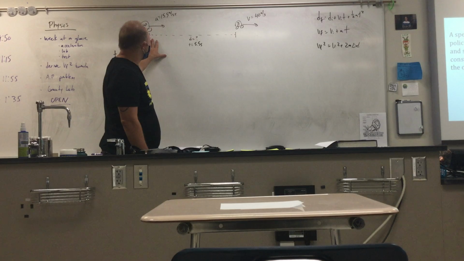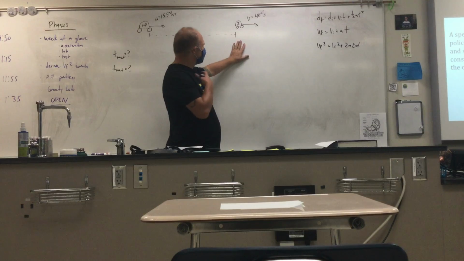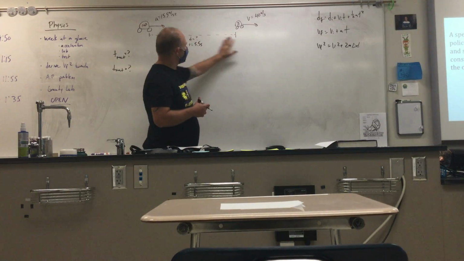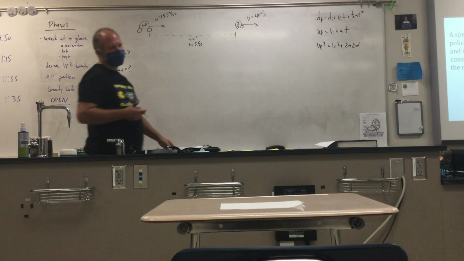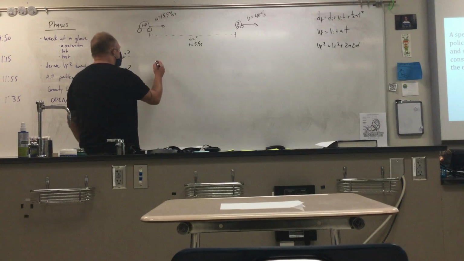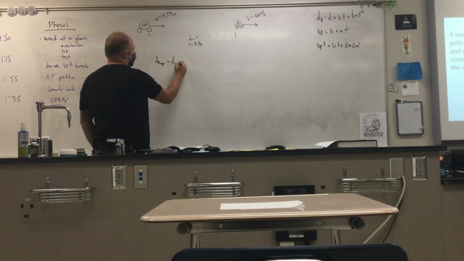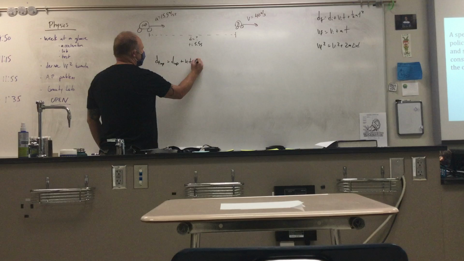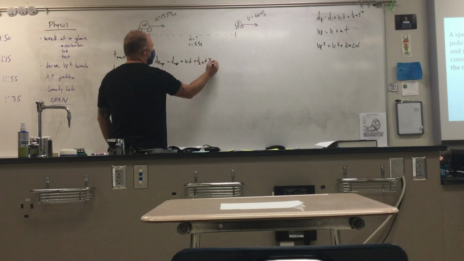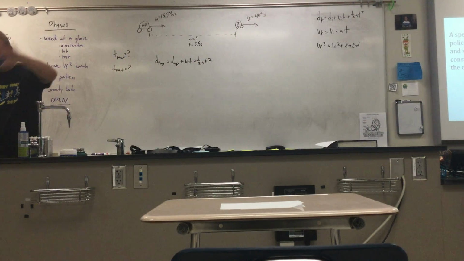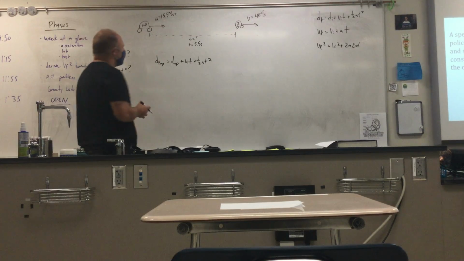So we have to set this problem up. We have two objects, so we're going to have two motion equations. The motion equation for the cop is going to be distance final cop equals distance initial cop plus v_i t plus 1/2 a t squared. That is the distance formula, just in its totality.